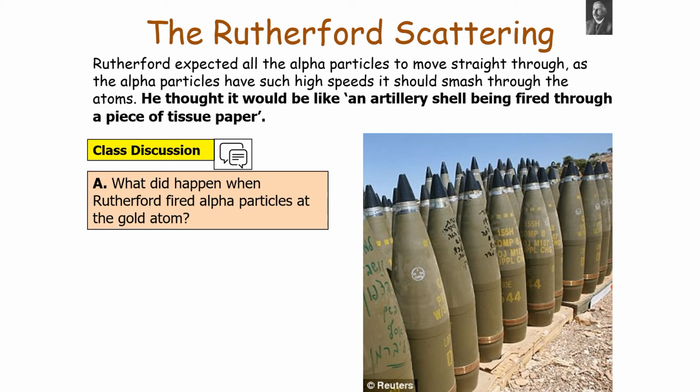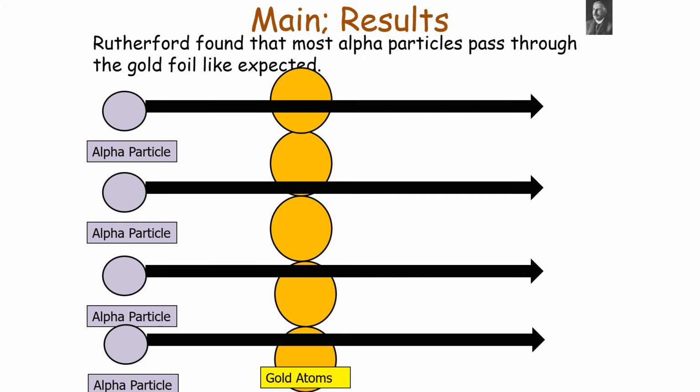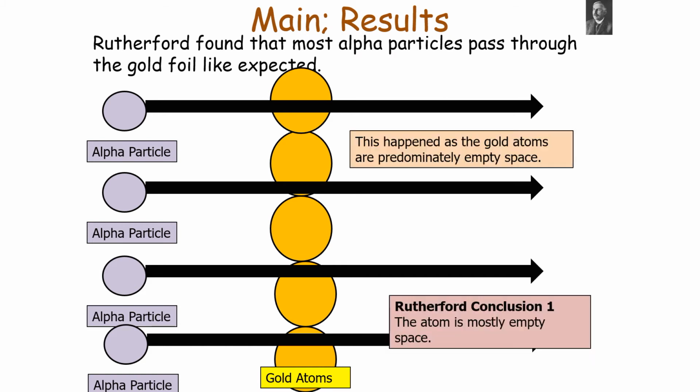Now, what did happen when Rutherford fired his alpha particles at the gold atoms? Well, he actually found that most of the alpha particles did pass through the gold foil like expected, but that is because the atom is predominantly empty space. So the first conclusion Rutherford drew was that the alpha particles went straight through the gold foil because the gold atoms in the foil are mostly empty space.